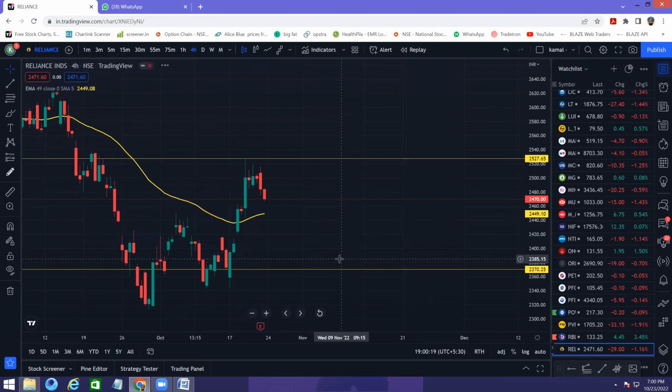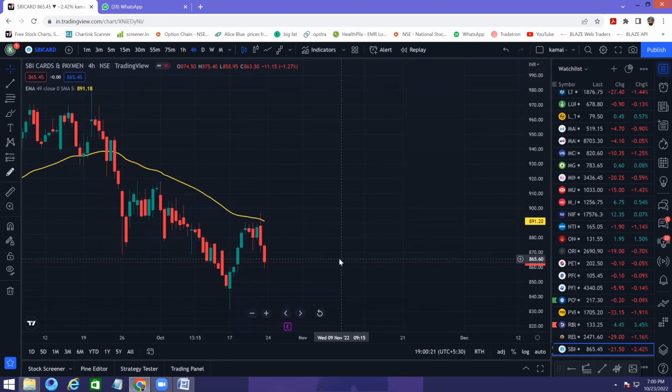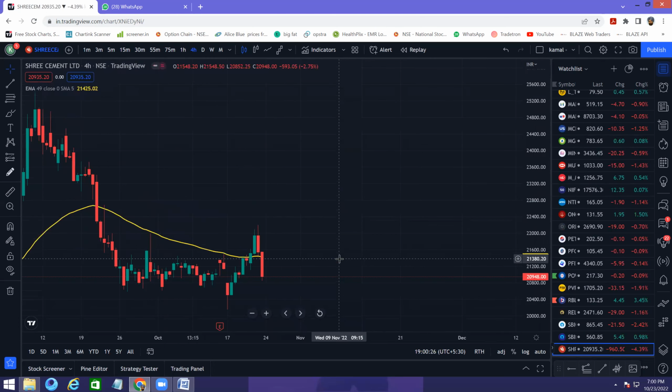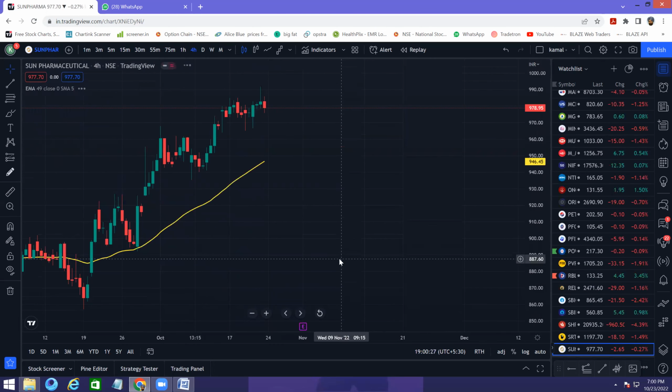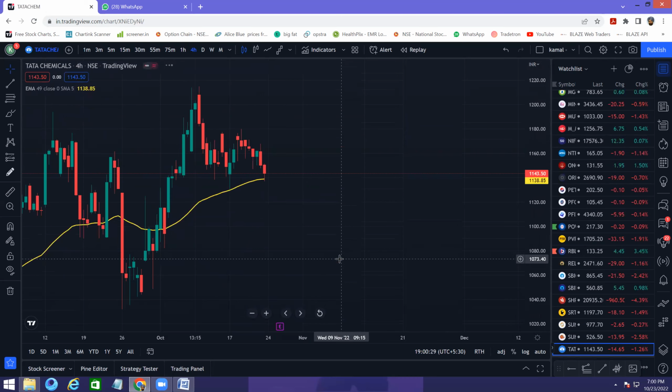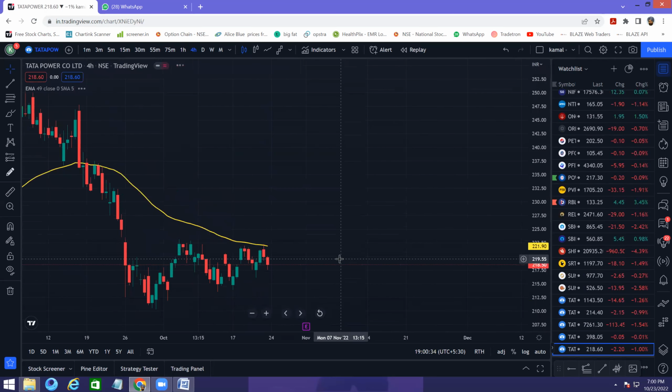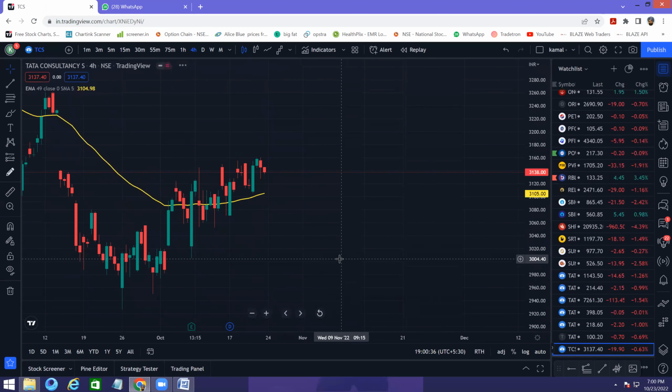RBL Bank has also given you a good run. SBI Card, no. SPIN already given a run. You can check it out yourself. You don't have to be dependent on any analyst.